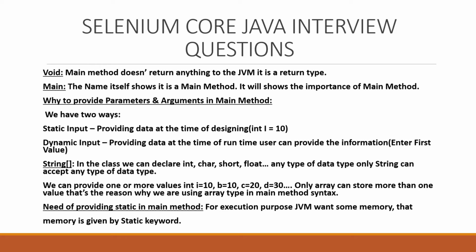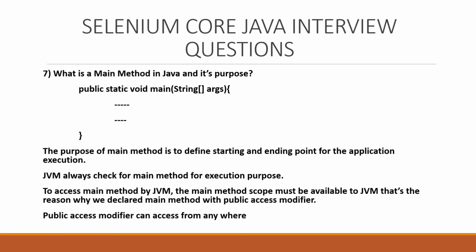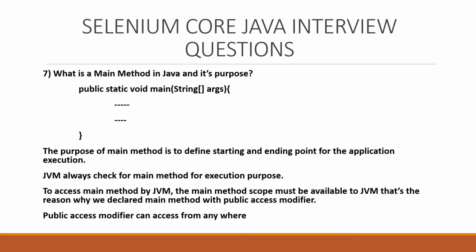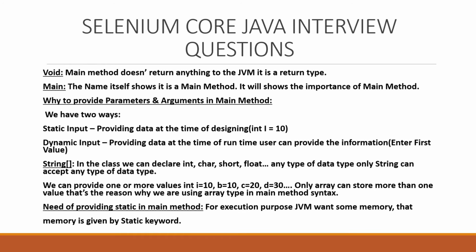Why provide parameters and arguments in the main method? As you can see here, we are passing some parameters, that is String[] args, right? Here we have two ways: static input, which means providing data at the time of designing, and dynamic input, which means providing the data at runtime. The user can provide the information, for example, enter the first value.